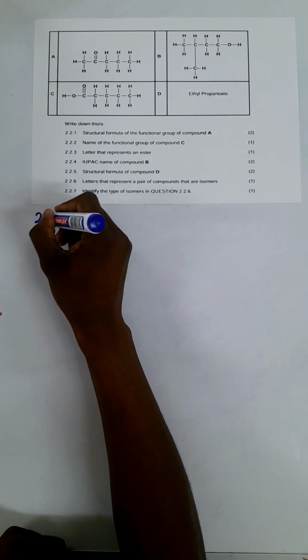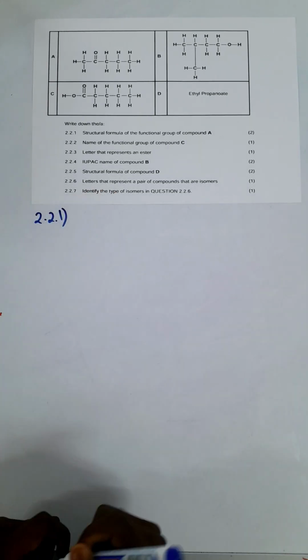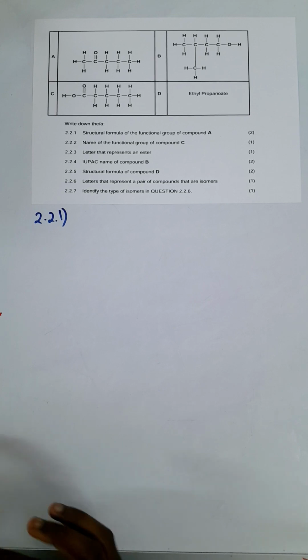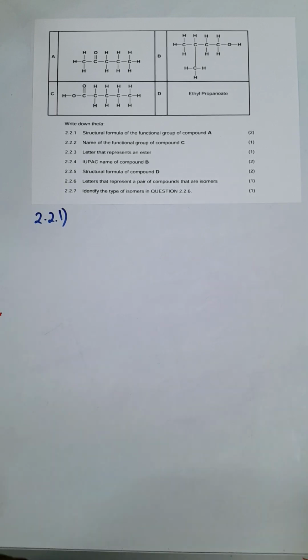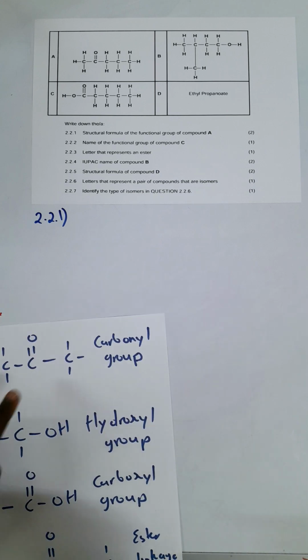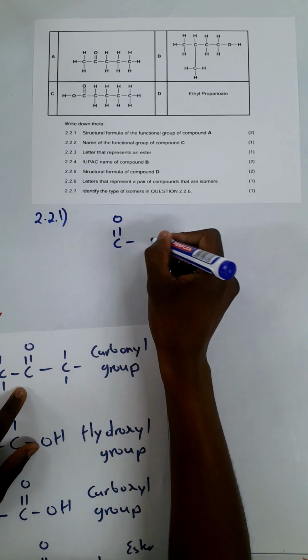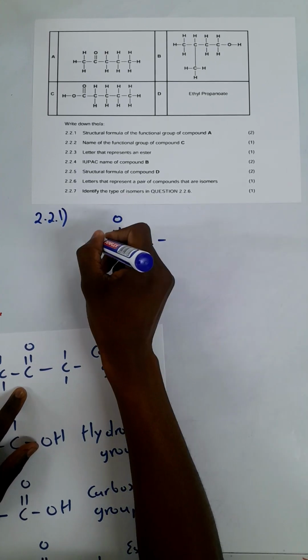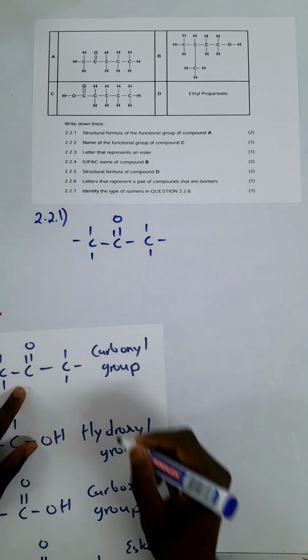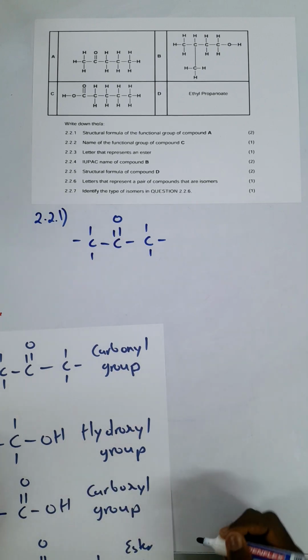Now let's see. 2.2.1: write down the structural formula of the functional group of compound A. I go to my functional group analysis, and I say the structural formula of the functional group of the ketone. I have that here. Here is my carbonyl group. If they say the name, I would say carbonyl group. They want the structure, I give them the structure.